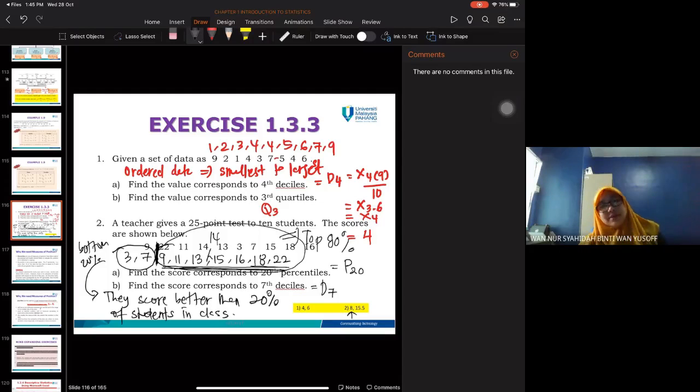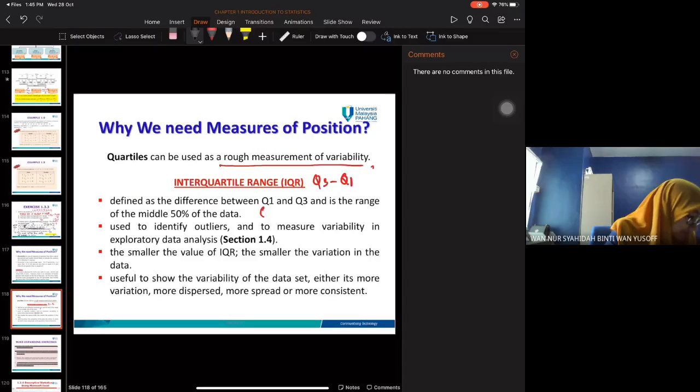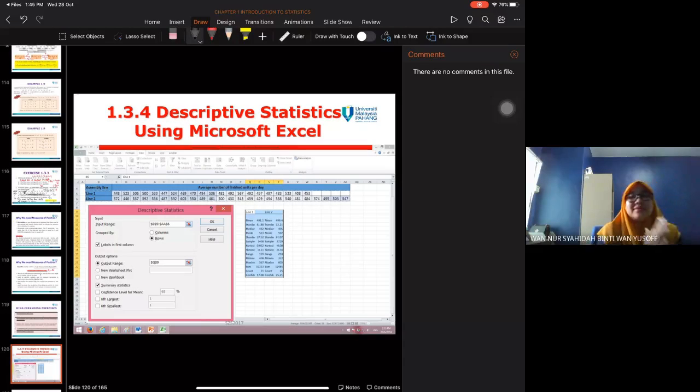That is the interpretation that you can write for the percentile. Any question for today's class? I think that's it, the subtopic for this week. Next week we will continue with 1.3.4, until, refer to the teaching plan.